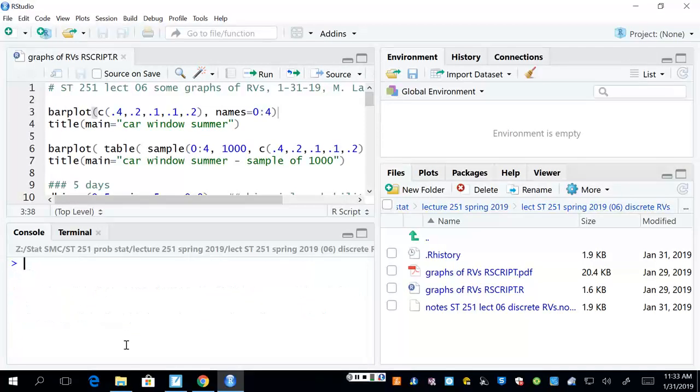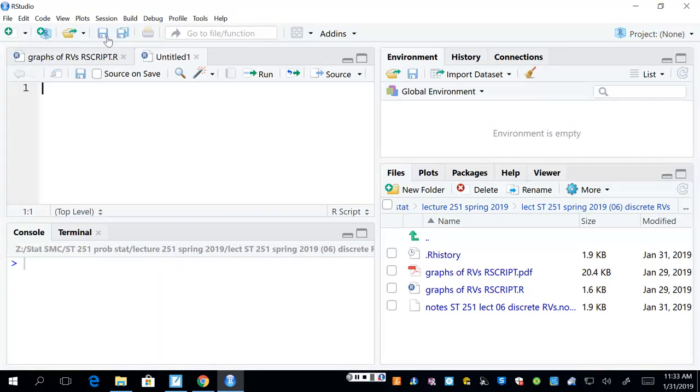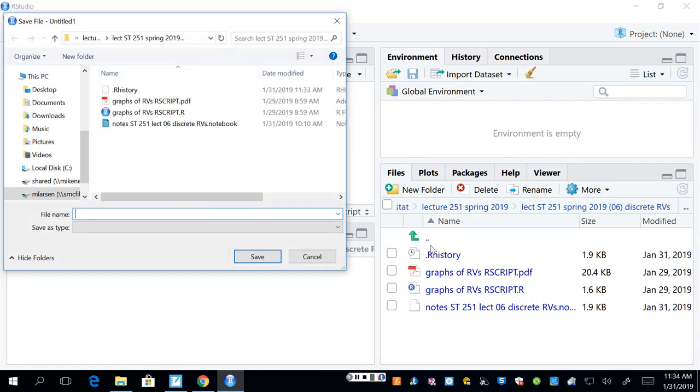Again, this console down here is where I'm going to type my things to get them to work. Up here, this RScript, you can start new RScript files as you wish. So here is my new RScript file, and you can type things up here. And if you save that, you can either do Control S or hit this little save file button. It's going to save it here.